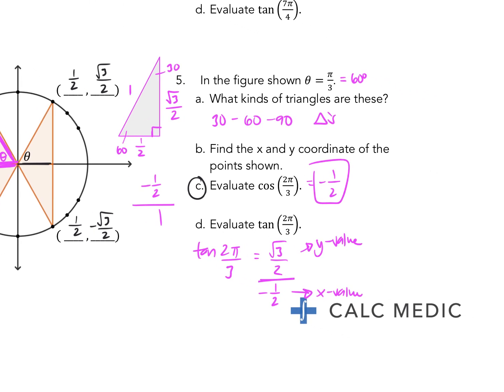And if I simplify this fraction, the square root of 3 over 2, and then I copy dot flip, so multiply it by -2 over 1, I end up with my tangent of 2 pi over 3 being the negative square root of 3.